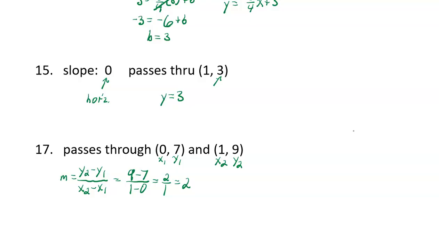Now we know the value of m. Do we know the y-intercept? The y-intercept is a dot on the y-axis. It has the ordered pair 0, some number. So yes, we do. This ordered pair 0, 7, this is the y-intercept, which is the letter b. So we know the m and we know the b. So our answer is y equals 2x plus 7.